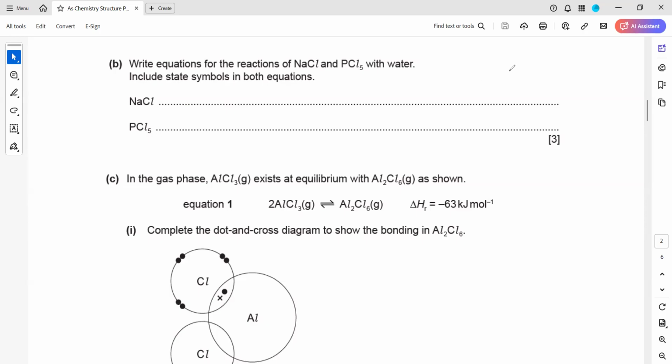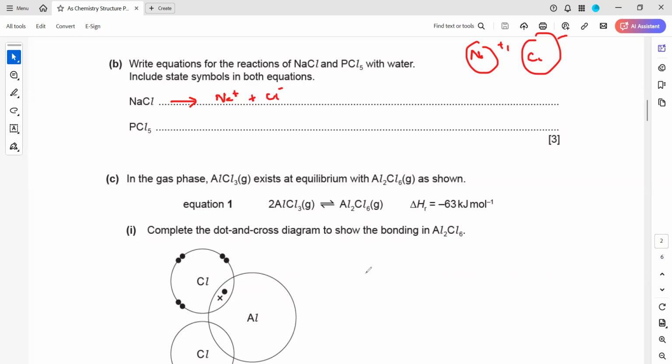Like you have a lattice of sodium chloride, you have a sodium ion and the chloride ion. When you add it to water, the ions are just separated from each other. It's not a chemical change, it's a physical change there. So that's why for the first one, when NaCl is added to water, it just breaks down into sodium ion and the chloride ion.